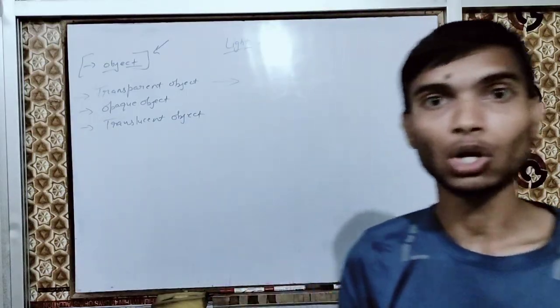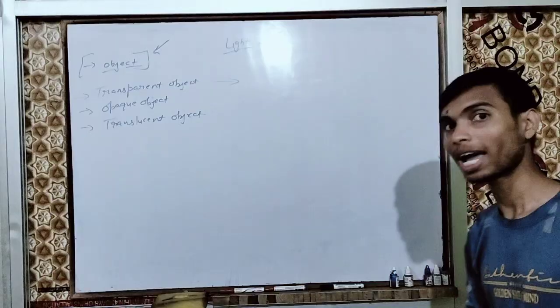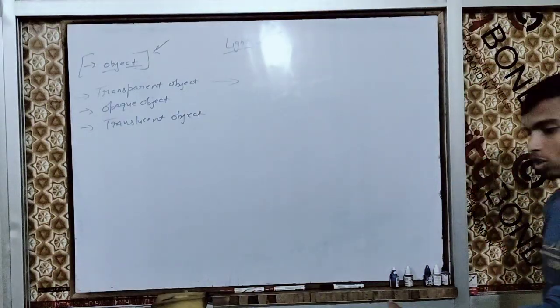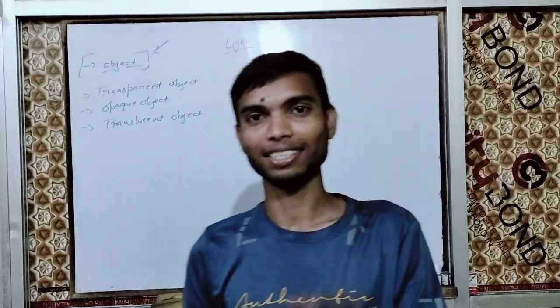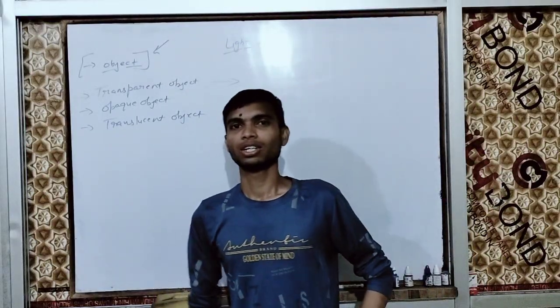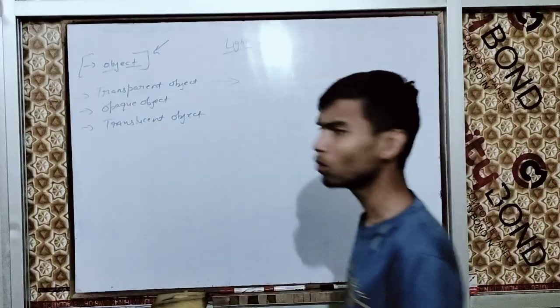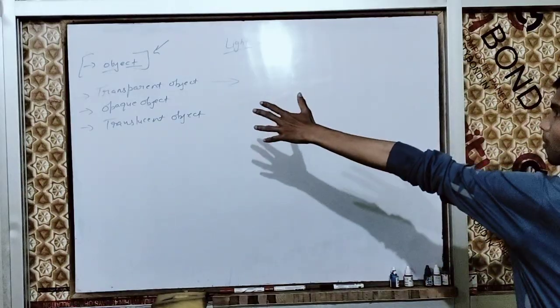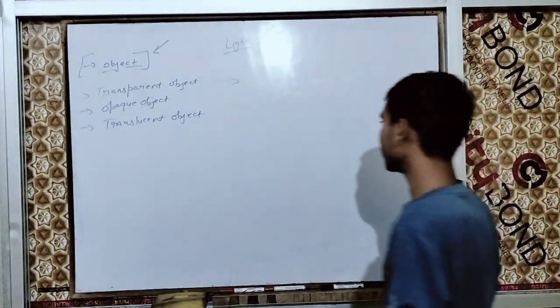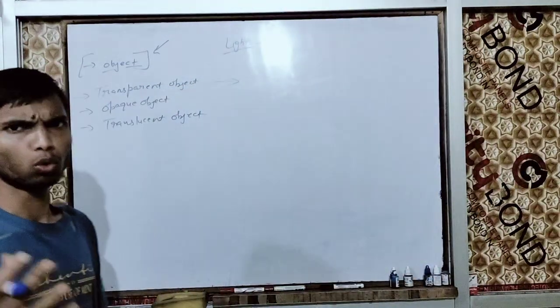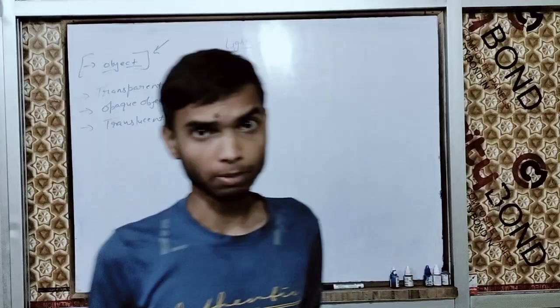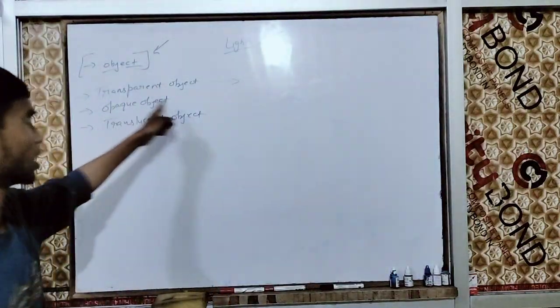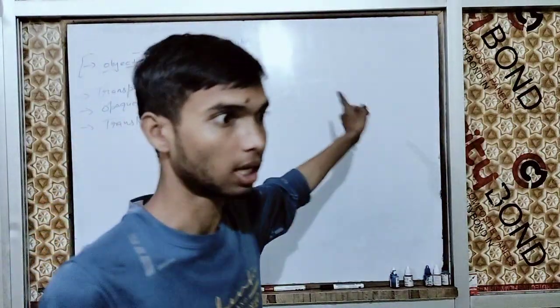But what is the definition of a transparent? How can you say that this object is a transparent? How to say? This is the issue. So here, with the experiment, I would like to explain about a transparent object. You will have to take three or four things so that you can do an experiment to understand the transparent object, opaque object, translucent object.